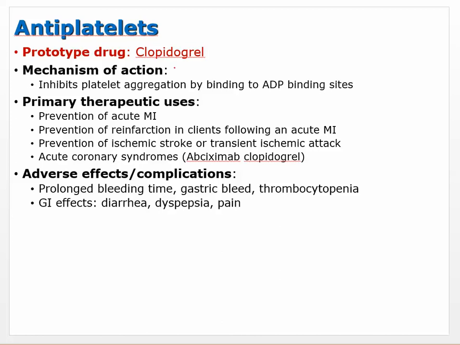Clopidogrel mechanism inhibits platelet aggregation by binding to ADP binding site. So this is our ADP receptor inhibitor. So therapeutic uses, prevention of acute MI, prevention of reinfarction in clients following an acute MI. Okay, so we saw that before. Prevention of stroke, TIAs, and acute coronary syndromes, along with abciximab. So adverse effects, prolonged bleeding time, gastric bleed, thrombocytopenia, and then the GI effects, diarrhea, dyspepsia, pain.